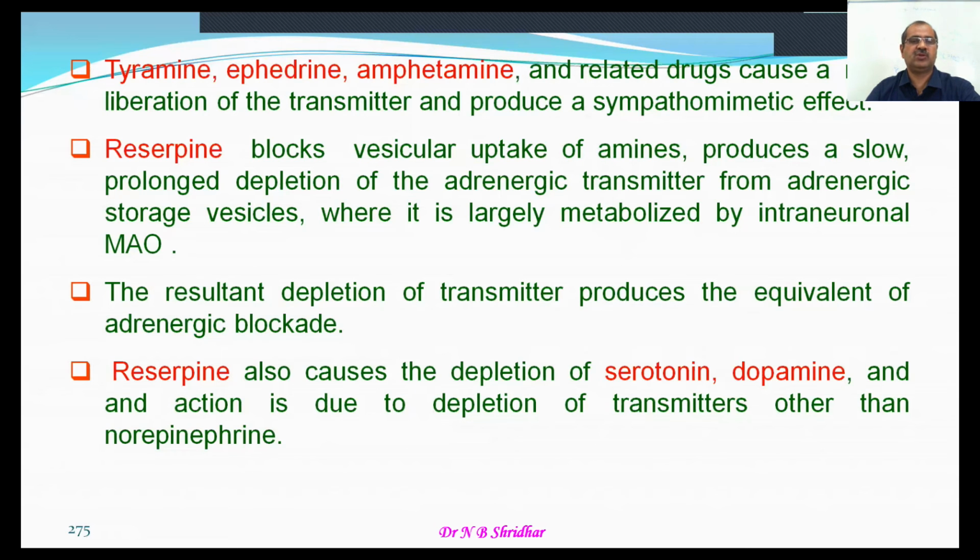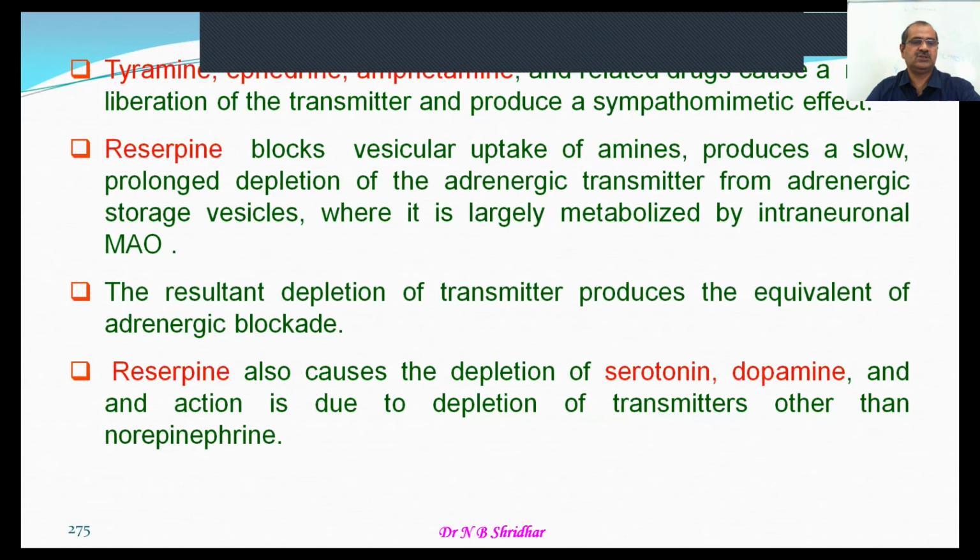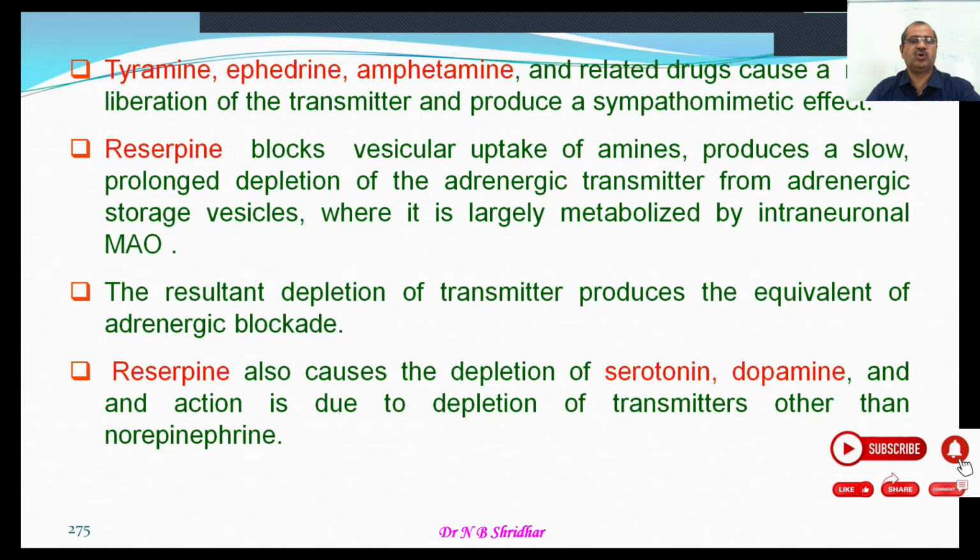And apart from this, reserpine also causes the depletion of serotonin and dopamine, the other two amines, and the action is due to the depletion of transmitters other than norepinephrine. So, especially in the central nervous system, serotonin and dopamine are two important neurotransmitters, and whenever you administer reserpine, you can see that serotonin and dopamine are depleted, especially in the central nervous system, and you can expect the respective actions.